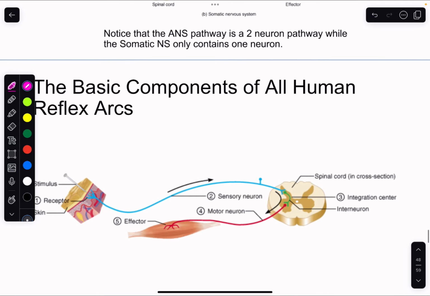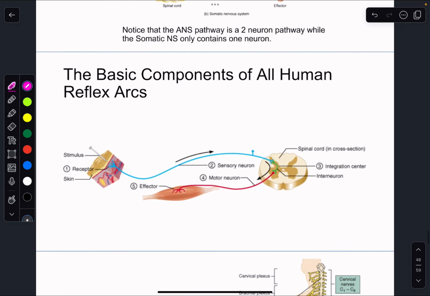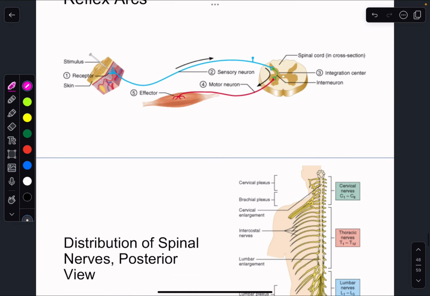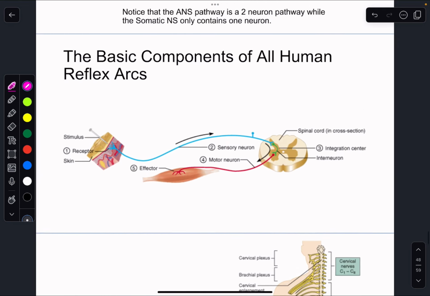All right, the basic components of all human reflex arcs. Here we go again with the stupid train. Give me a second, guys. I'll make a cut.